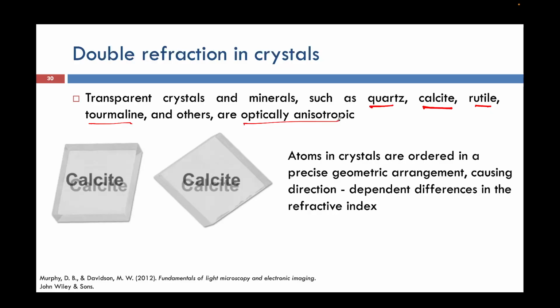So why does it happen? If you take an example of calcite, you'll see that there are two. One is this one, another one is this one. Two images of the calcite you can read. Even if you rotate it, you will be able to see the same thing. You can see the calcite here on top, and this one is at the bottom, right? That means twice the refraction is happening. And why is it happening? The atoms in the crystals are ordered in a precise geometric arrangement. Then a direction-dependent difference in the refractive index happens, and that is why the optical path length will also vary. Since the optical path length varies, you are getting two types of refraction, and this is called double refraction.